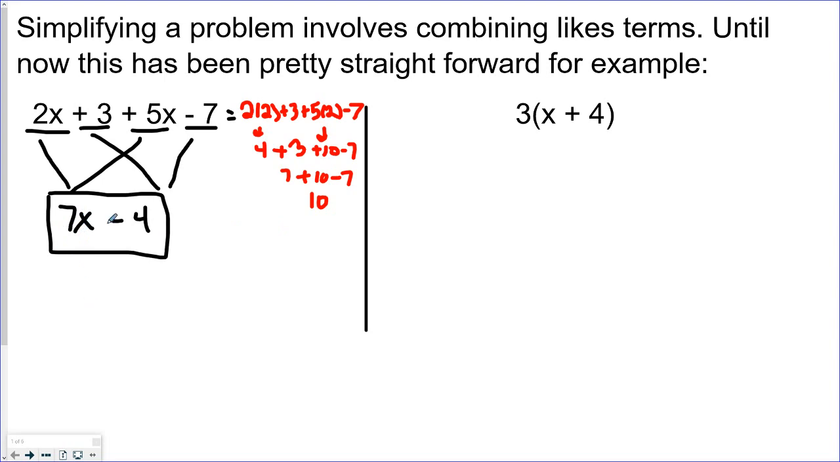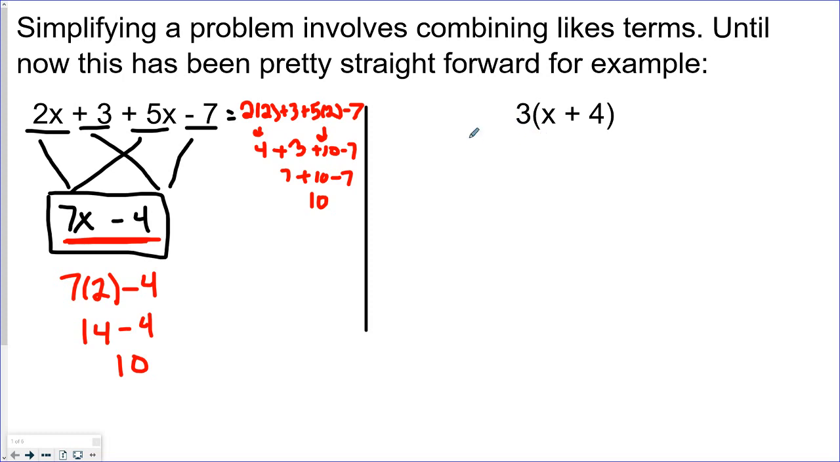If I plug in 2 for x down here in the one I simplified, 7 times 2 is 14. 14 minus 4 is also 10. So the expression's value hasn't changed. Everything I plug in for x up here will give me the same result as if I plugged it in down here. So 5, 10, 20, whatever you want to plug in for x up here will get you the same answer as if you plugged it in down here. It's just that the simplified one is a lot easier to work with because there's less going on. So simplification doesn't change the value, it just changes the look. It changes how much stuff is going on to hopefully make it easier to calculate.